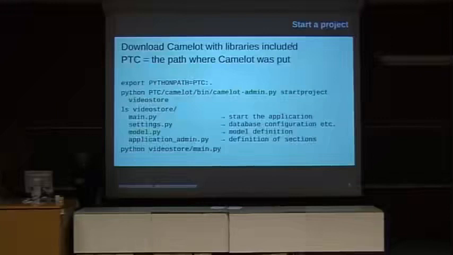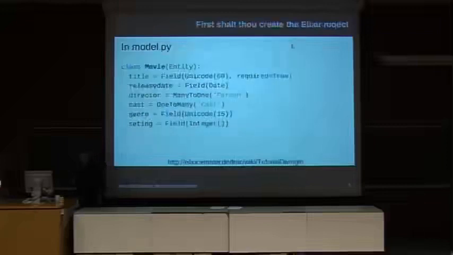The main file, which is obviously the file you need to start if you want to launch the application. The settings file, which contains your database configuration and the location of your images and icons. The model file, which contains the Elixir object model and also contains the definition of how your model should be visualized. And then the application admin file, which says how your application should look.